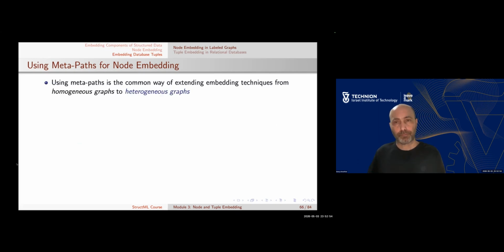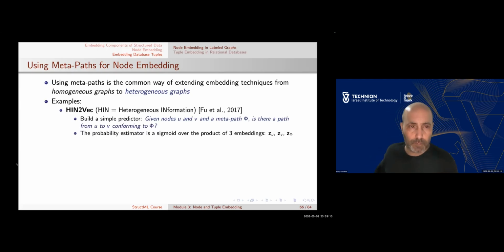Okay, and this is a general way. Metapaths are generally useful in extending machine learning techniques over homogeneous graphs to heterogeneous graphs, and specifically in the case of embedding. Let's look at examples. HIN2Vec, HIN meaning heterogeneous information network.